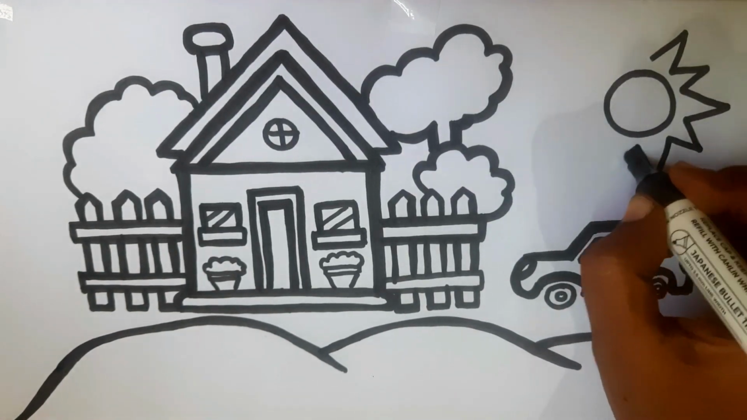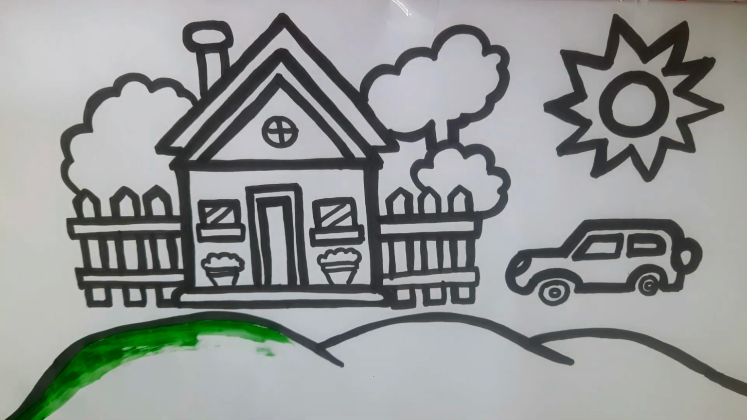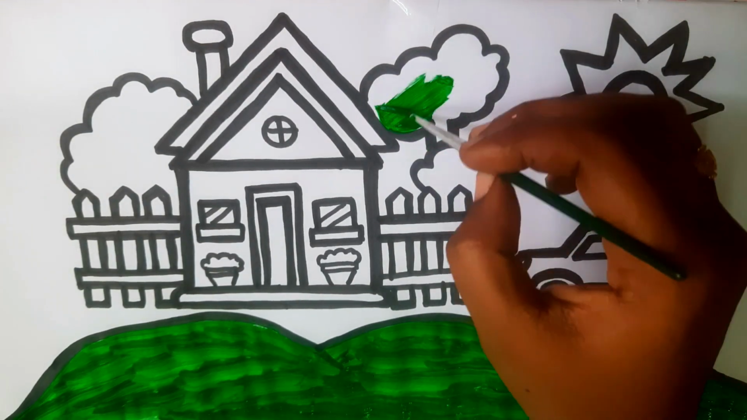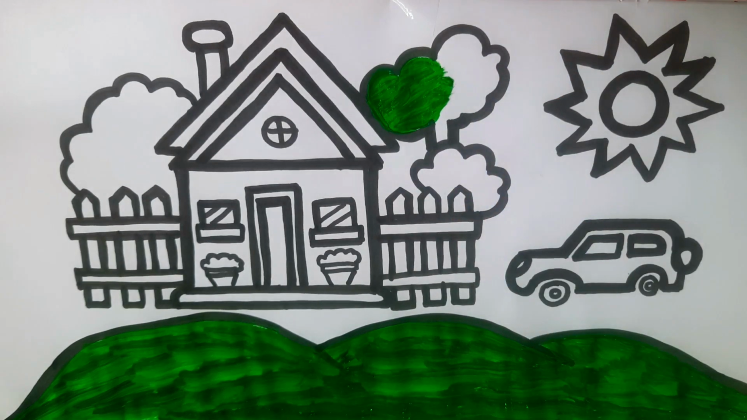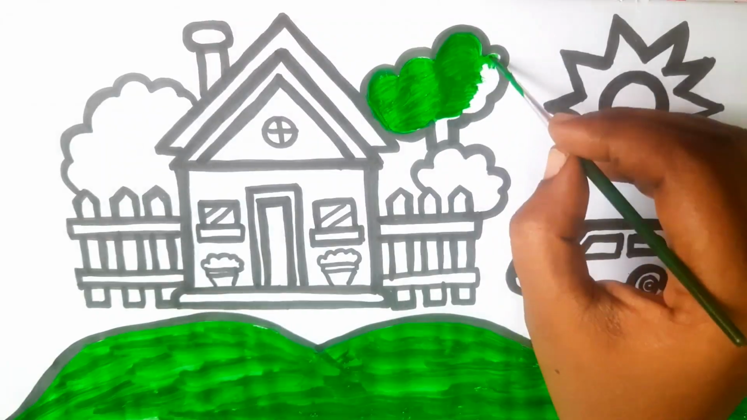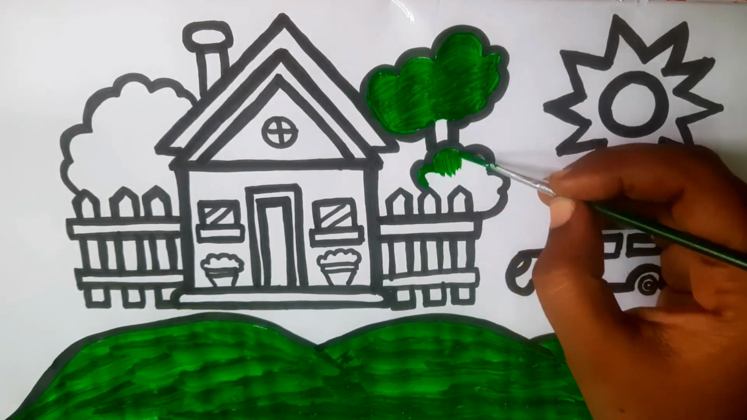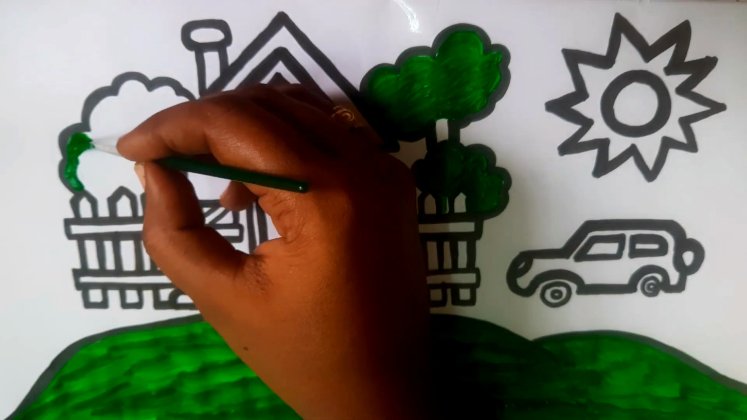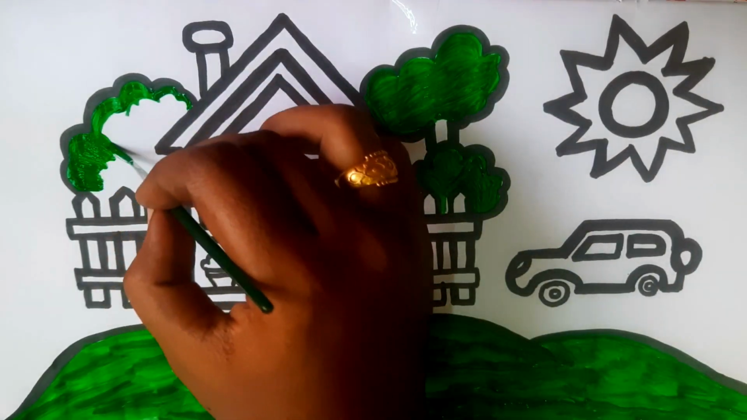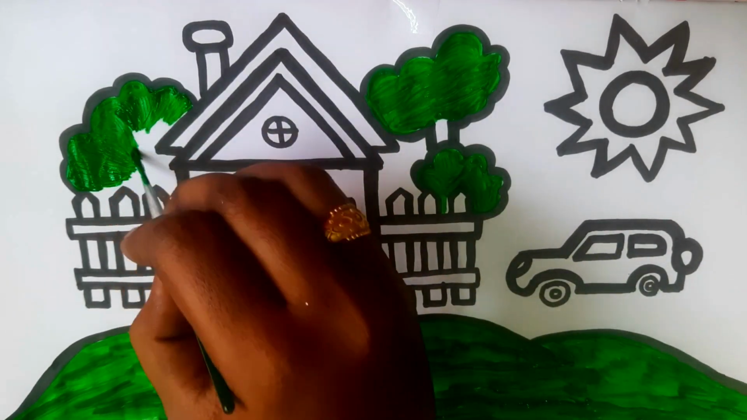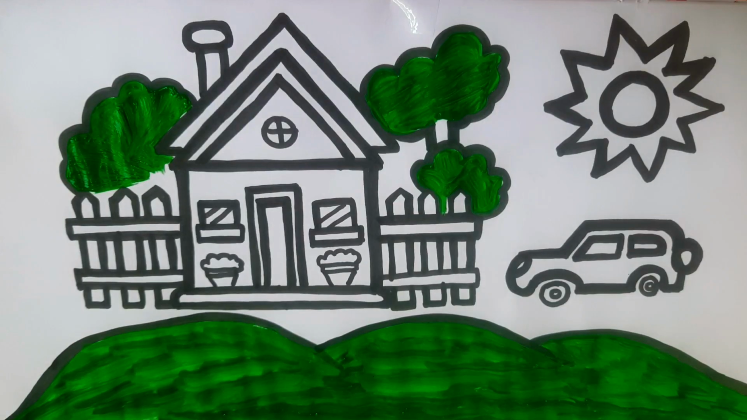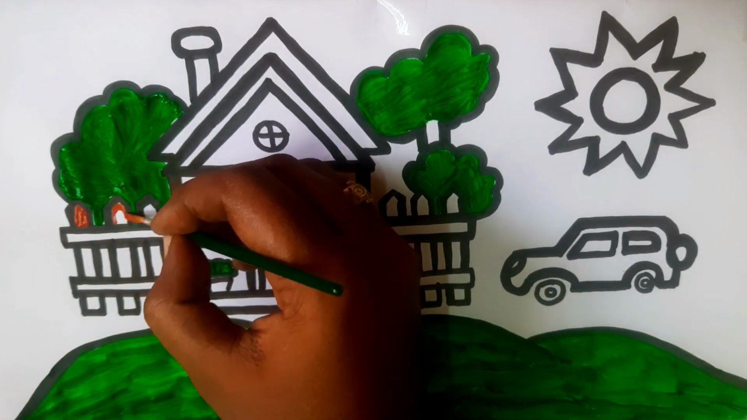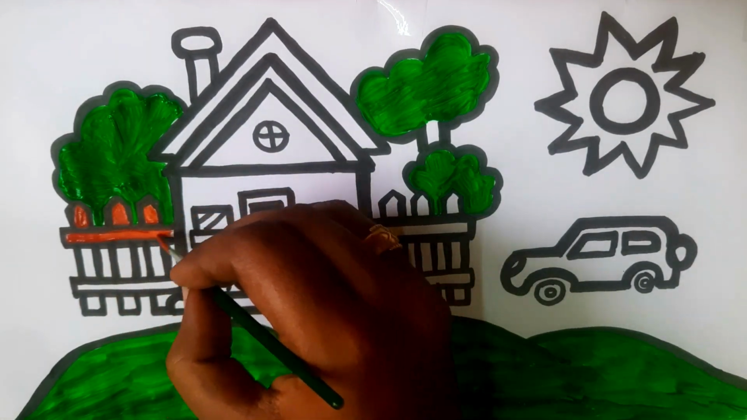Let's draw the beautiful sun. Come, first color the gardens. Trees coloring. The tree is green color. Fencing coloring. Fencing is brown color.